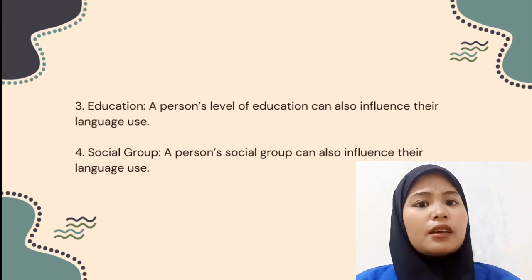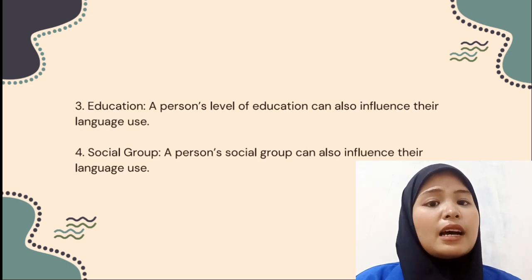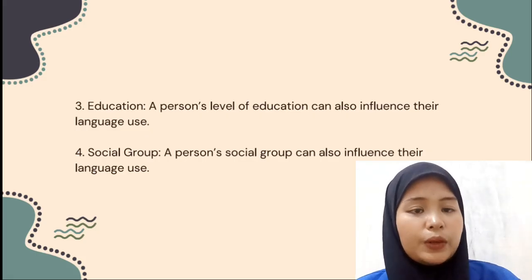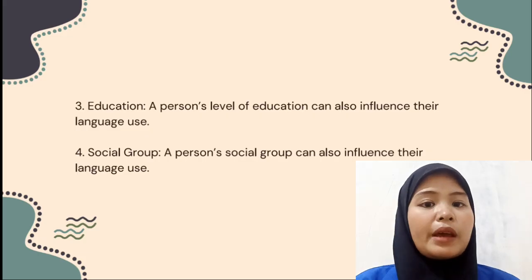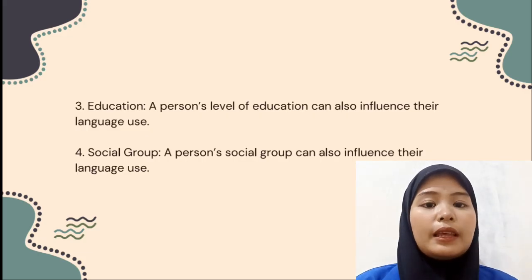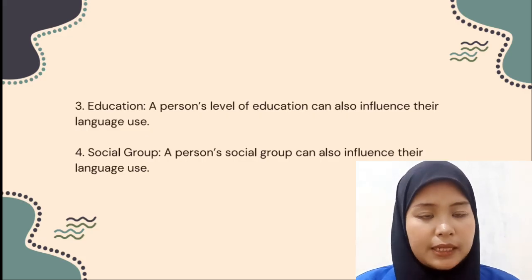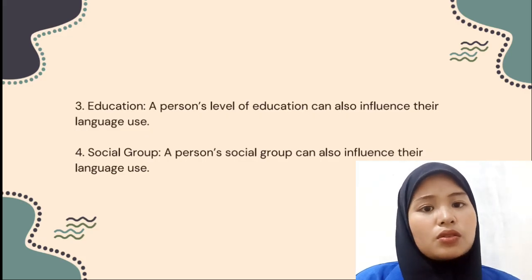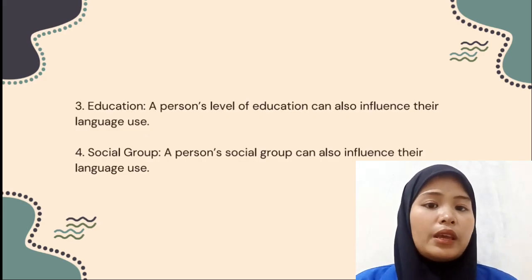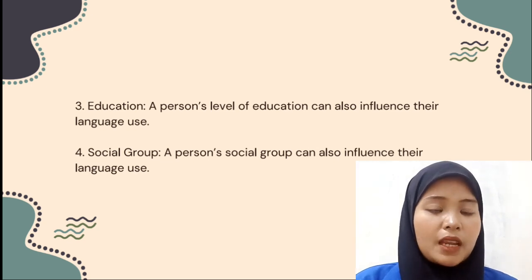The next is group identity. Language can be used as a group identity, such as using unique or characteristic language. The next is group norms and values. Social groups can have norms and values related to language use, such as politeness or informality. And these social aspects can influence language use in various ways, from cultural background to the social group.